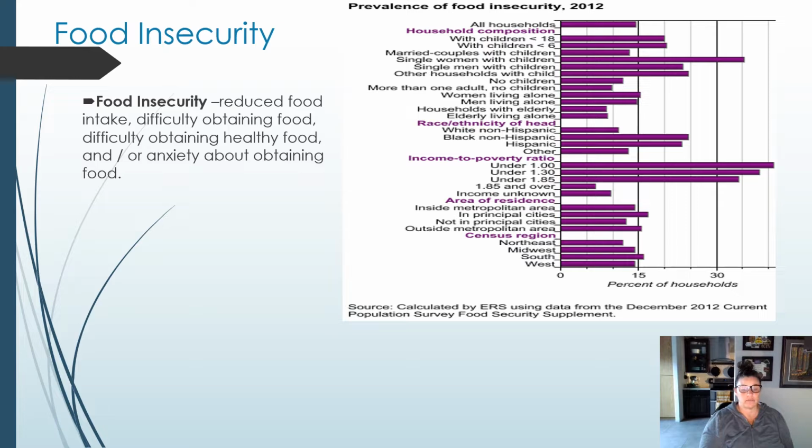Often we think about food insecurity as somebody who's going hungry, somebody who doesn't have enough money to be able to get enough calories. That's not necessarily the whole story. So food insecurity is reduced food intake, it's difficulty obtaining food, it's difficulty obtaining healthy food, and it's somebody who has to be preoccupied or have anxiety about obtaining food. In other words, you don't know if you're going to have enough money to have food for the entire week. You don't know where your next meal is coming from. You don't have access to things like grocery stores that have fruits and vegetables.